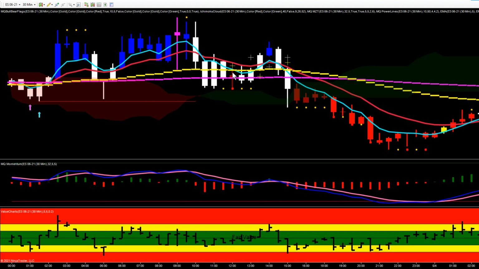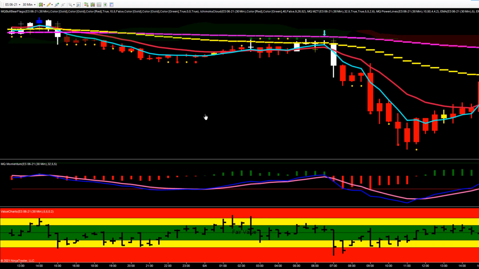50 and 200 are pretty flat. 5 and 13 are crossed to the downside, but again, we know the 50 and 200 are significant support and resistance. You see, popped under it, back above it, hit it, under it, above it. These are major moving averages. You get a cross to the downside, get a close underneath, and now your short trades are working well.